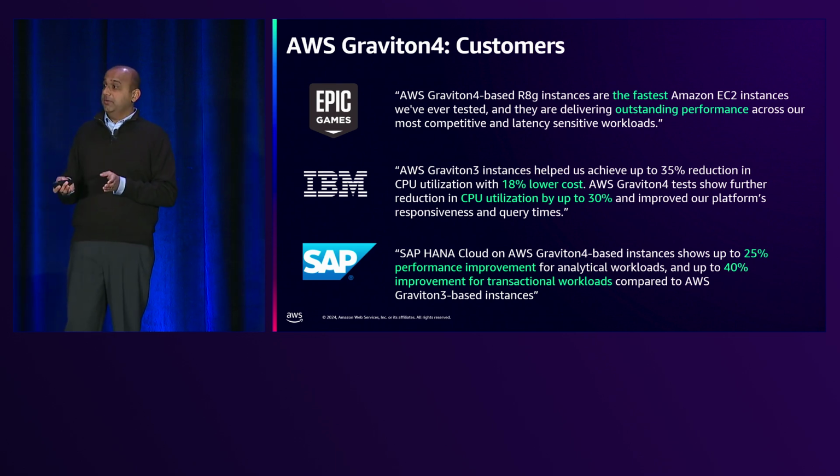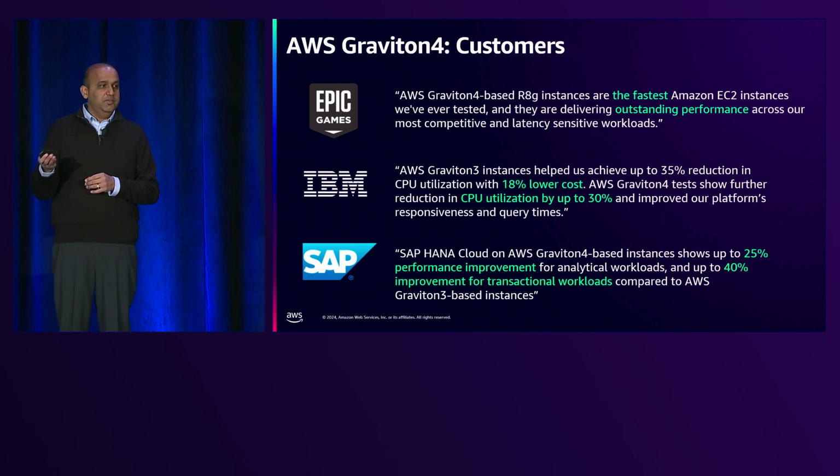SAP last year announced that SAP HANA Cloud was live on Graviton instances. And now with Graviton 4, they are seeing another up to a 40% improvement in transactional workloads versus Graviton 3-based use cases.